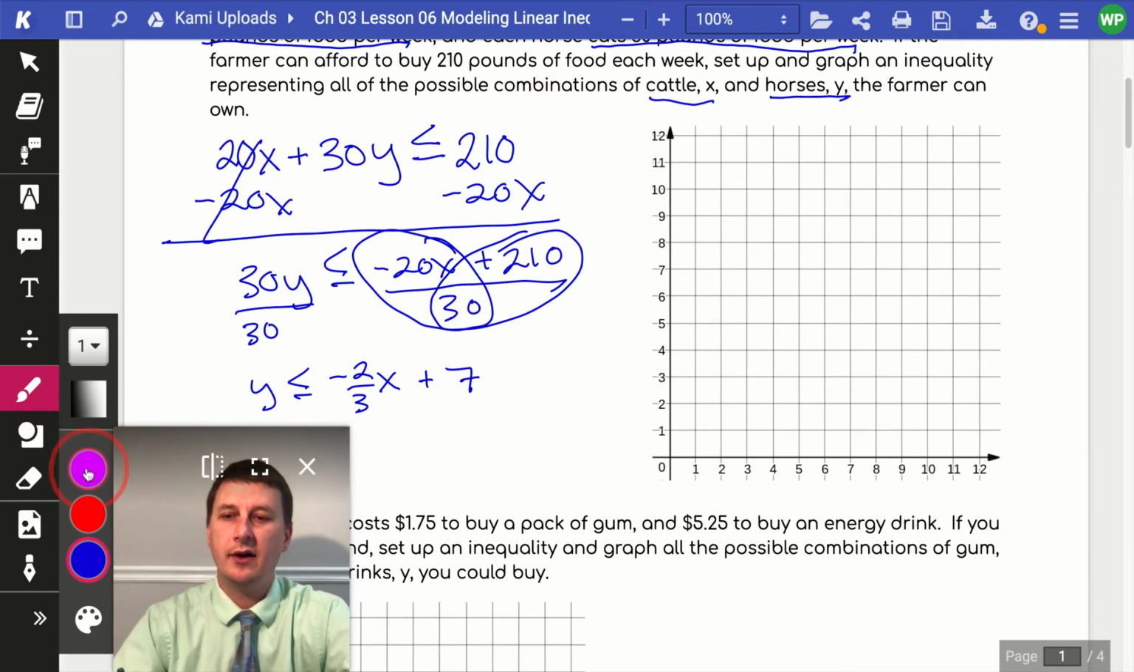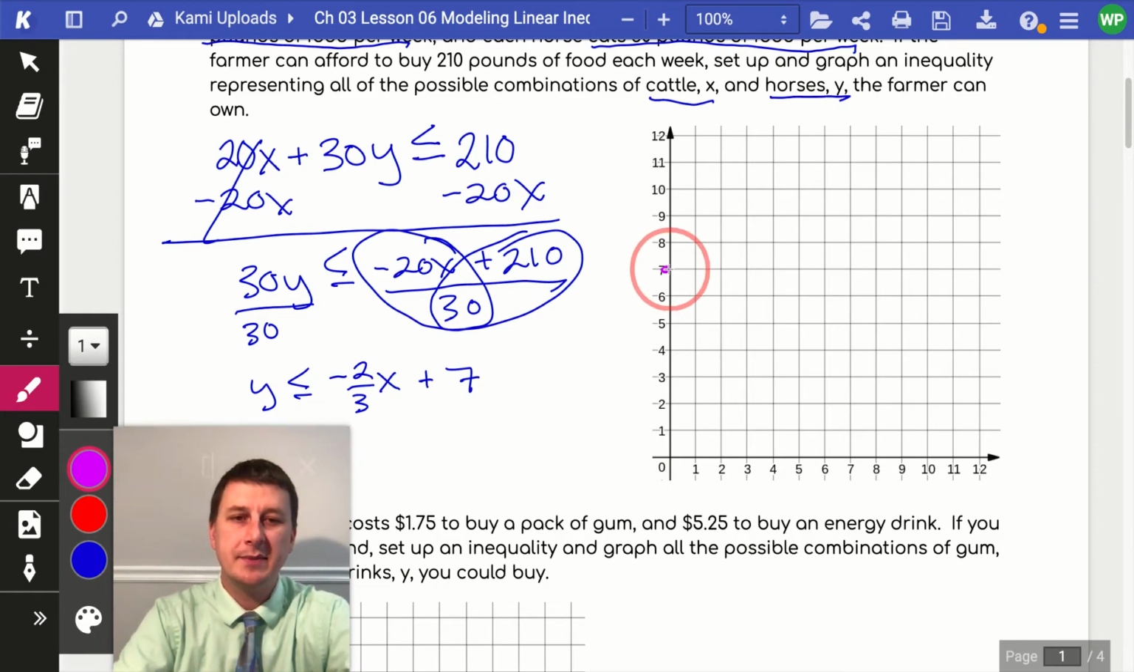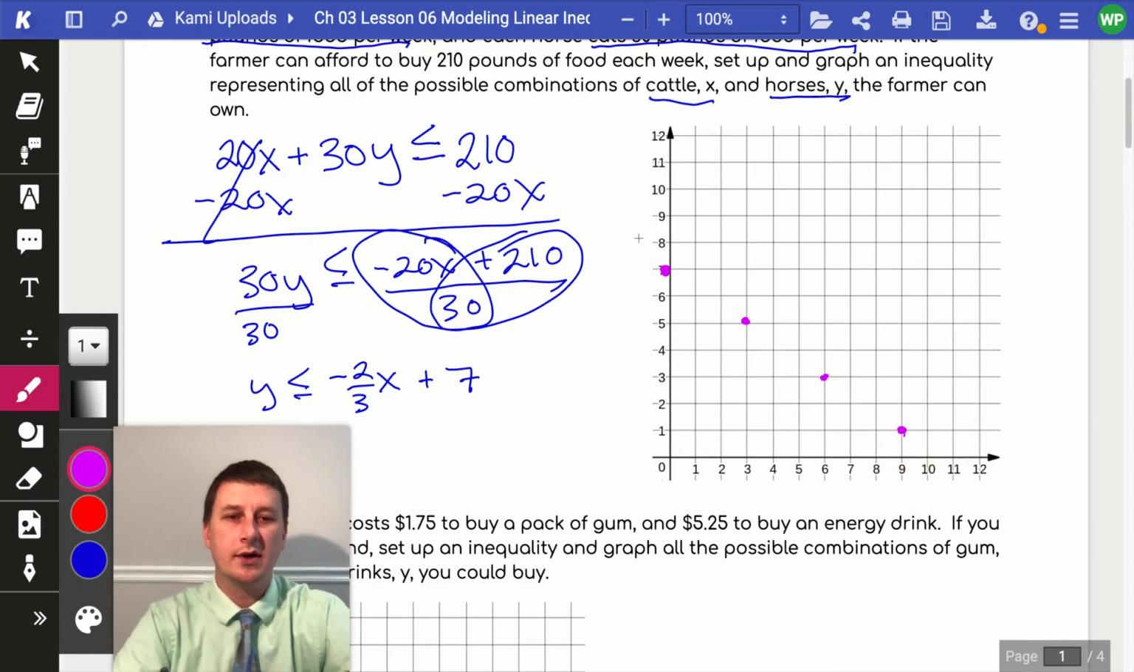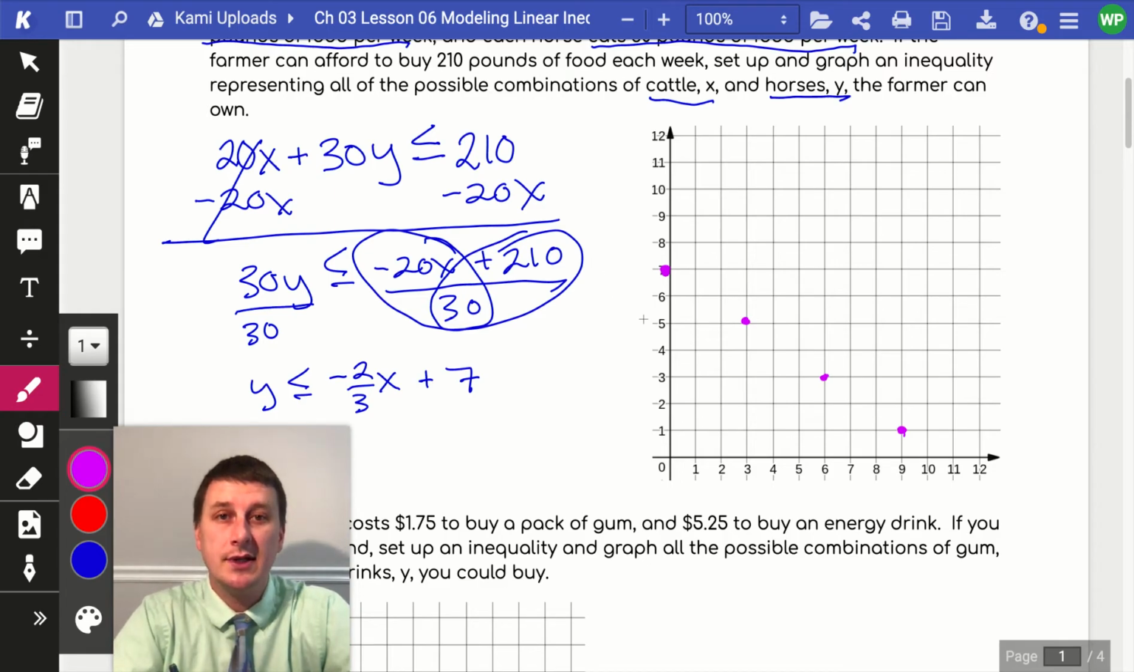So again, we start off by graphing our y-intercept of 7. And we know our slope is negative 2, which means down 2, right 3. We're going to go down 2 more and right 3 more, down 2 more and right 3 more, and that's all the points that fit on my coordinate plane. So I'm going to connect those now.